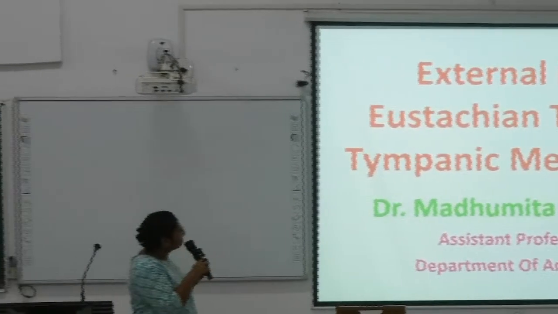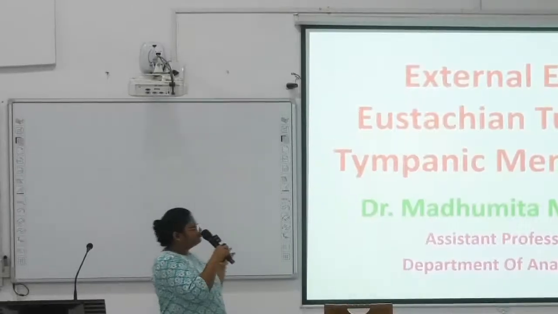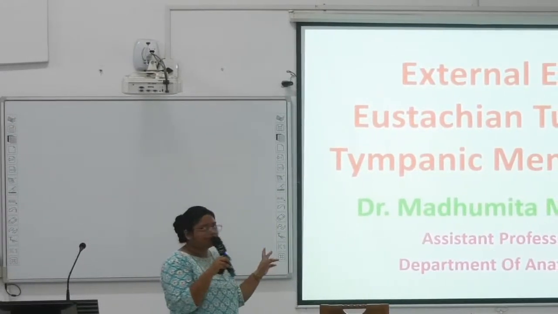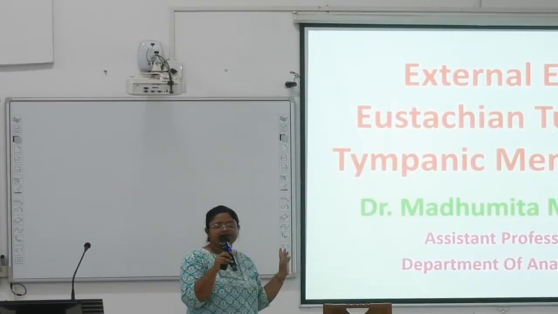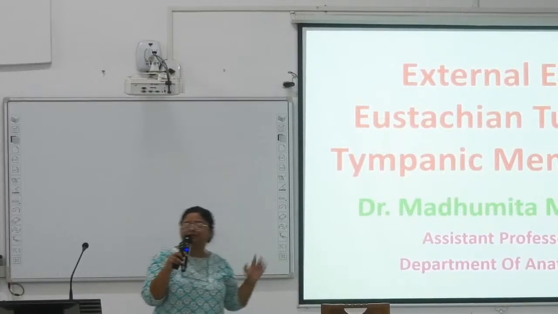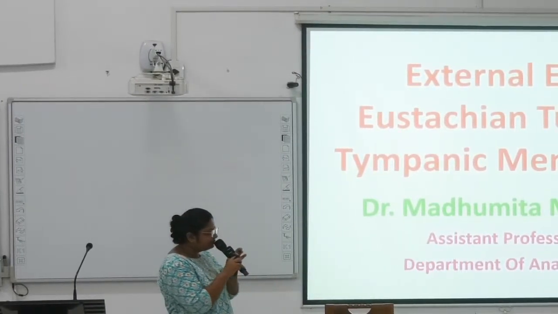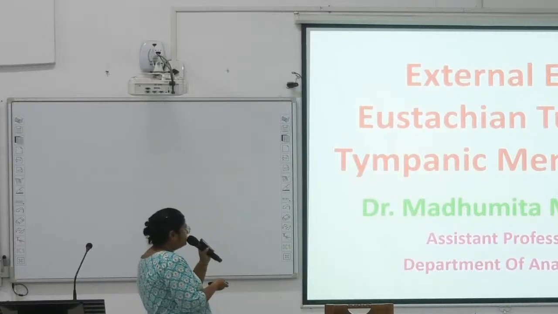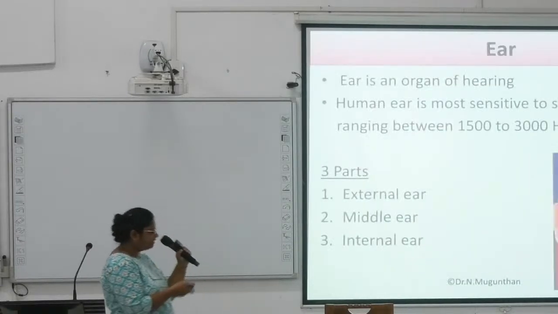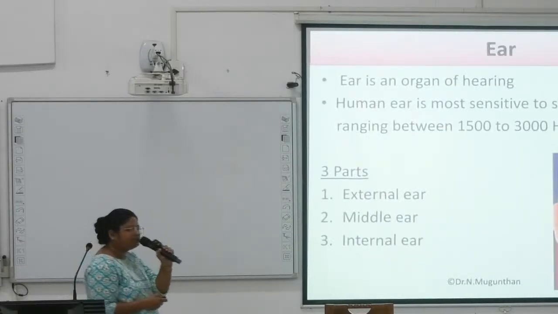Membrane and the auditory tube. Okay, eustachian tube or auditory tube and tympanic membrane is an important short note or part of a long question. So you prepare these two very carefully. So first we will discuss the different divisions of the ear.